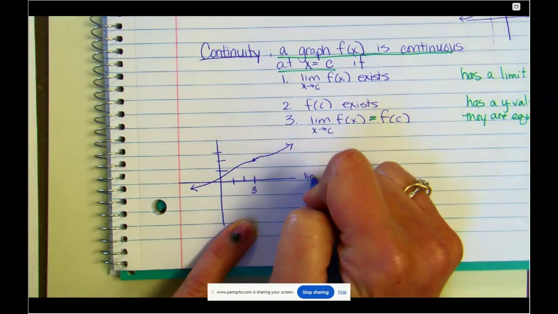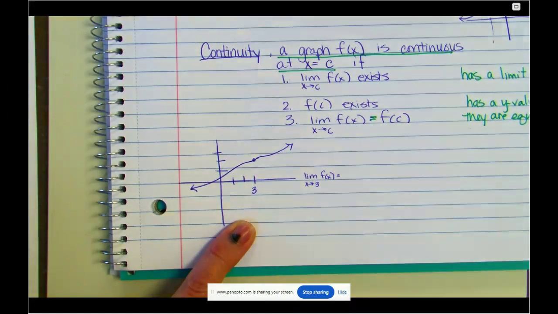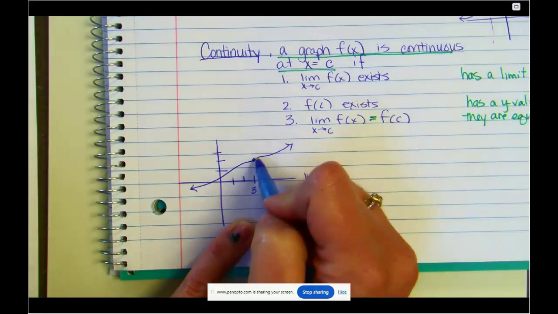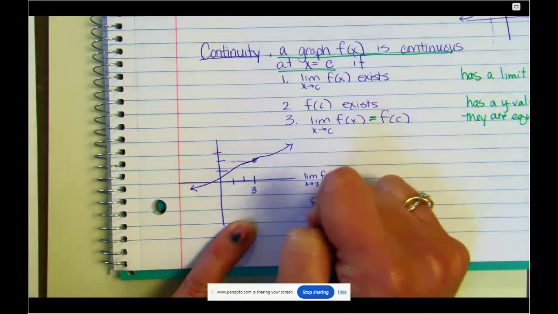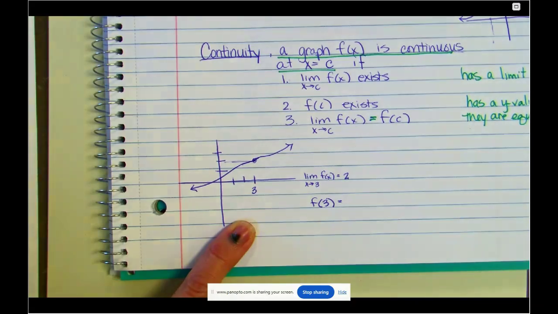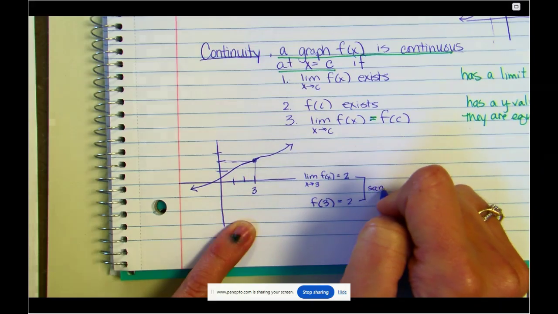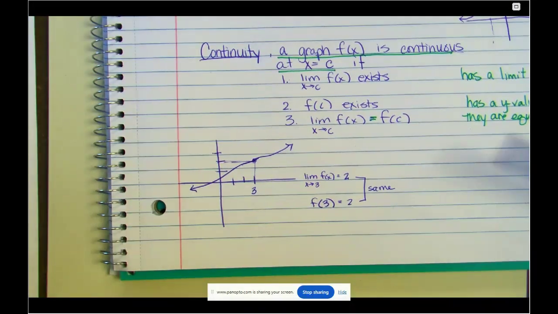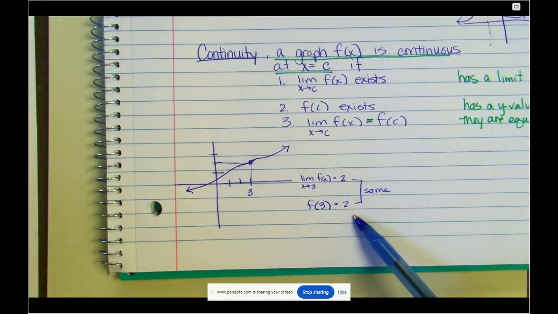So using your graph, which we took a quiz on yesterday, what's the limit as x approaches 3? 2, because from the left and from the right, we're right at y equals 2. What's f of 3? 2, because if I go to 3, the graph's at 2, and notice that those are the same. Therefore, this is continuous. That's what the definition means. It has a limit, it has a y value, and the two things are the same.